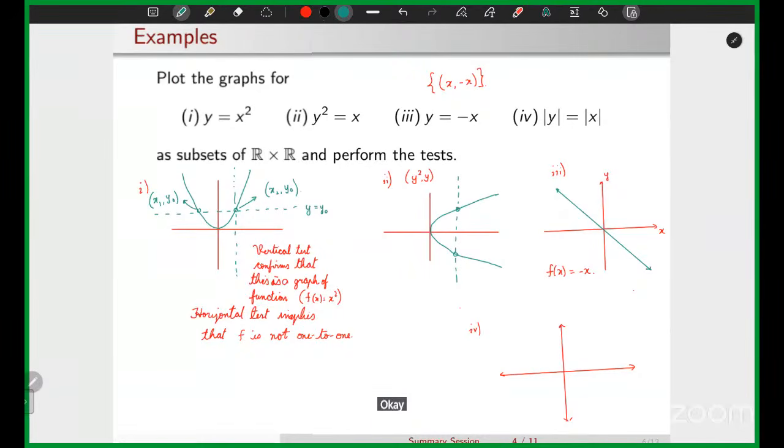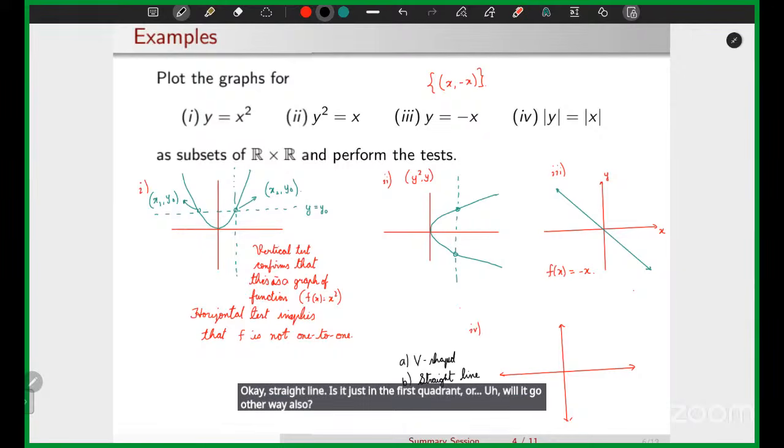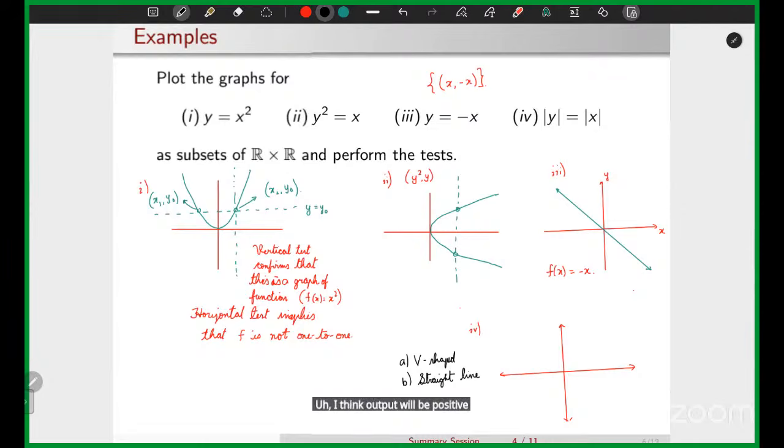Okay, let's jot down the possible answers. A V-shaped graph. Any other guesses? A straight line in the first quadrant with a 45-degree angle. Okay, a straight line. Is it just in the first quadrant, or will it go the other way also? I think the output will be positive always. Positive x and positive y. See, x and y could be anything. Why do they need to be positive? The axis itself, I guess.